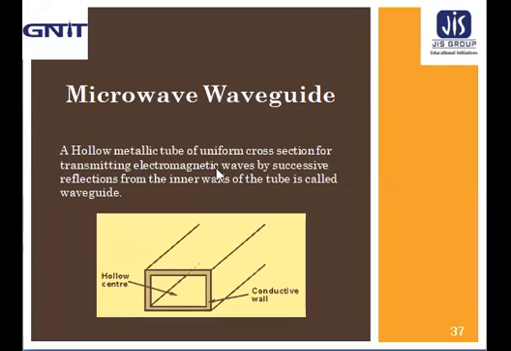Now, what is the need of waveguide? Electromagnetic waves at frequencies greater than 3 gigahertz, their transmission through cables becomes difficult, because of the losses in the solid cable and the dielectric used to support the cable. For that, we use waveguide, which is a hollow metallic tube.